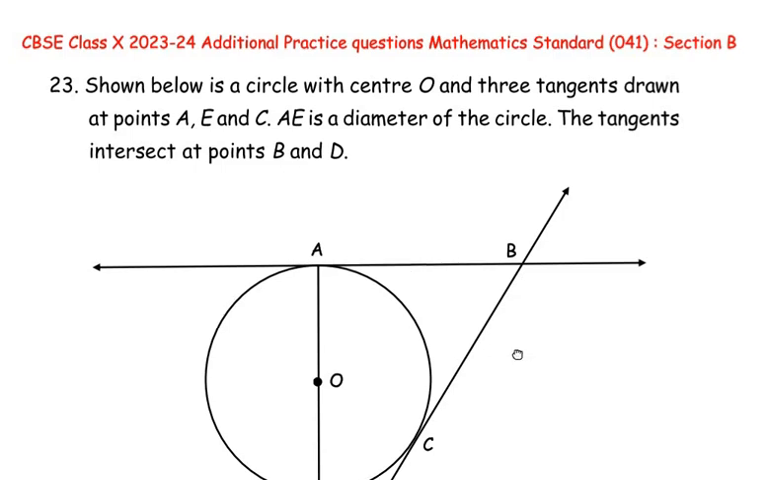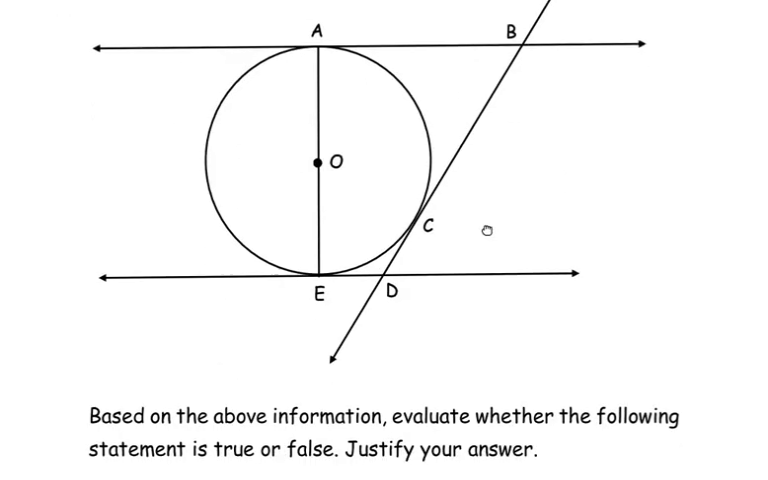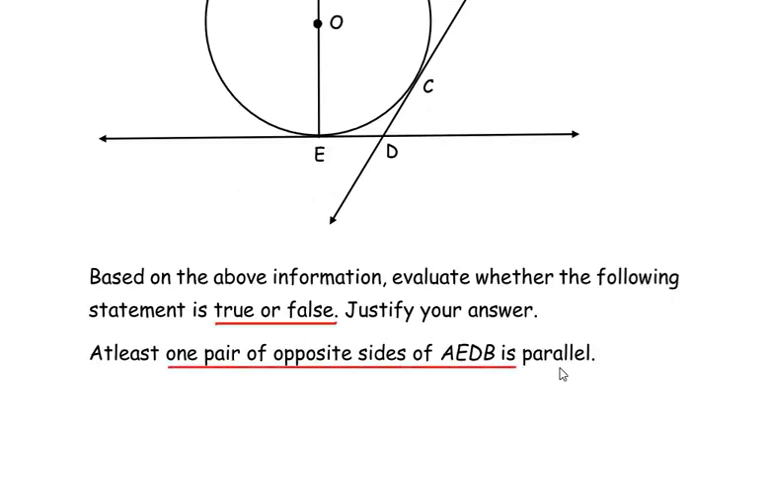Shown below is a circle with center O and 3 tangents drawn at points A, E and C. AE is the diameter of the circle. The tangents intersect at points B and D. Based on the information given above, evaluate whether the following statement is true or false and justify your answer. And the statement is, at least one pair of opposite sides of AEDB is parallel.